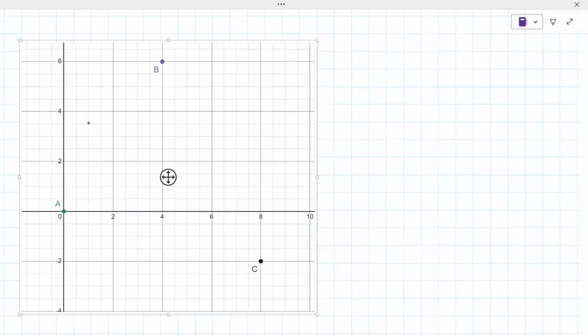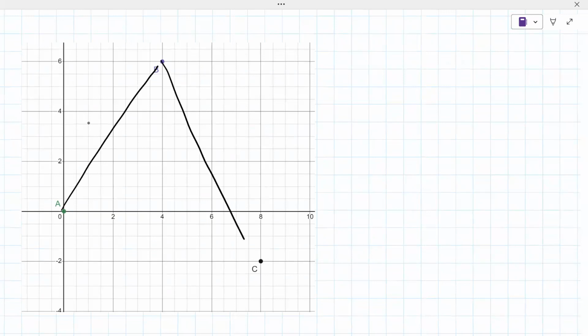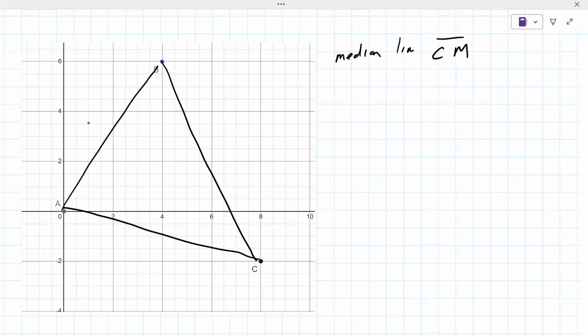So here we go. Let's draw triangle A, B, C. And we want median CM, median line segment CM. So again, which vertex, Remy, are we starting at? C, and it goes up here somewhere between A and B, which means you have to find the midpoint AB, which we're calling M. So could you calculate that midpoint for us, please?